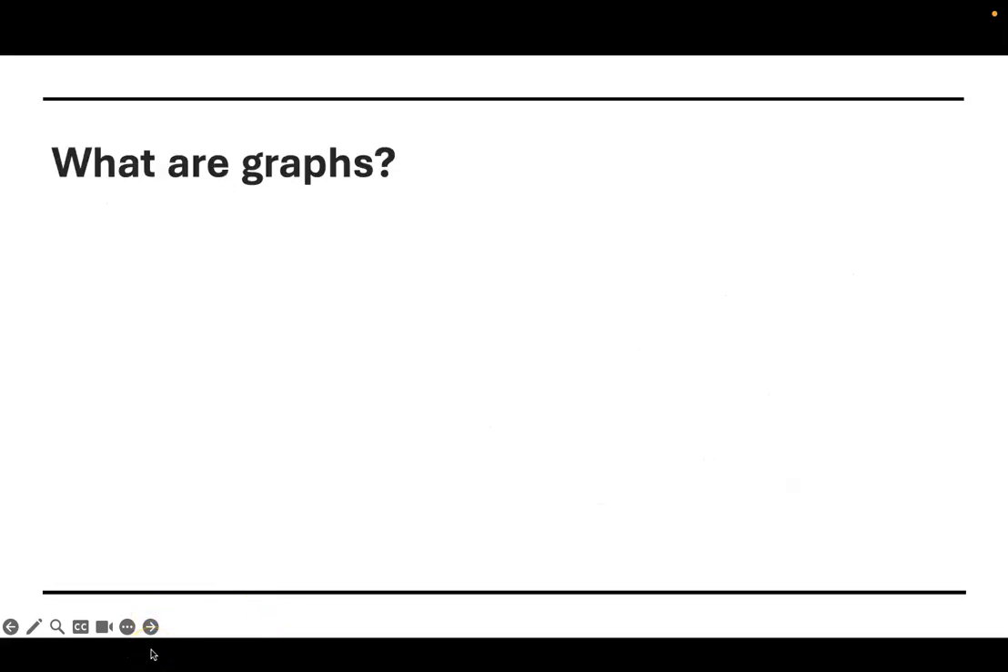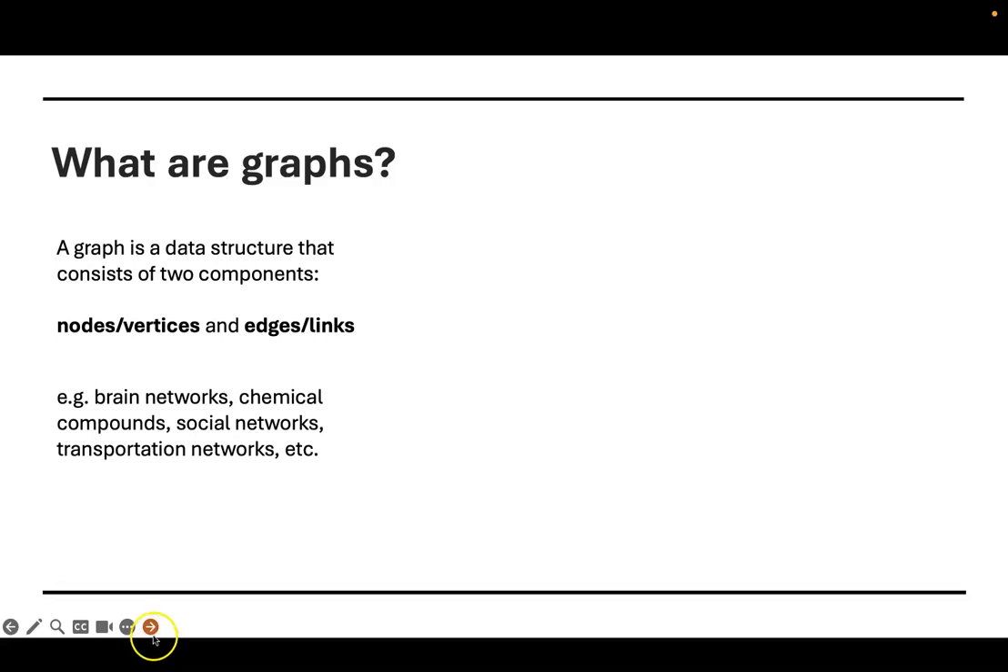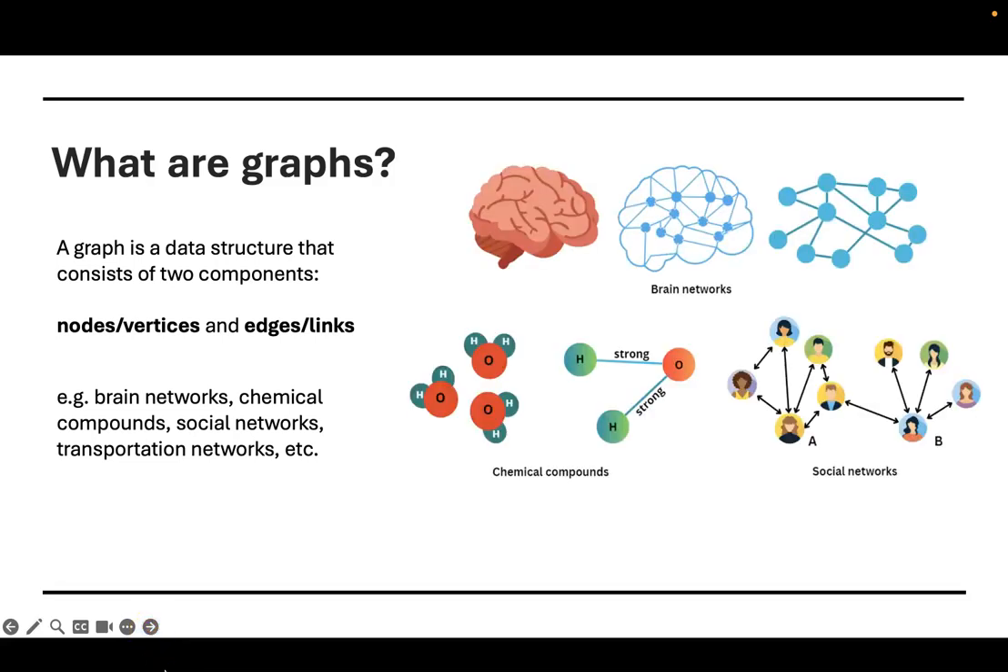Okay, so first, what are graphs? Well, a graph is a data structure that consists of two components, nodes or vertices, and edges or links. For example, brain networks, chemical compounds, social networks, transportation networks, etc. can all be modeled using graphs.